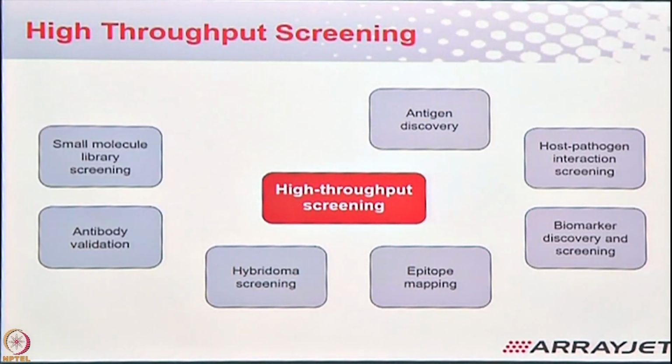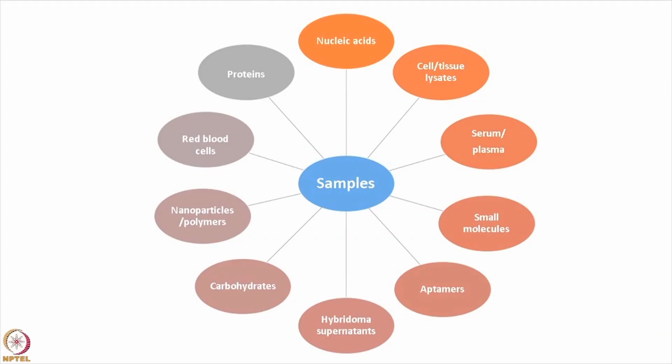Antibody validation, which we've all done. Small molecule library screening, again this is for drug targeting, therapeutic antibody screening, and gene expression profiling. Now you are going to think, what samples can ArrayJet handle? All samples can be printed. So we go from nucleic acids, so genomics labs can use it. You've got cell lysates, you've got serum or plasma that can be spotted, small molecules, aptamers, hybridoma supernatants, carbohydrates, nanoparticles and polymers also, and of course we do cell tissue microarrays as well.